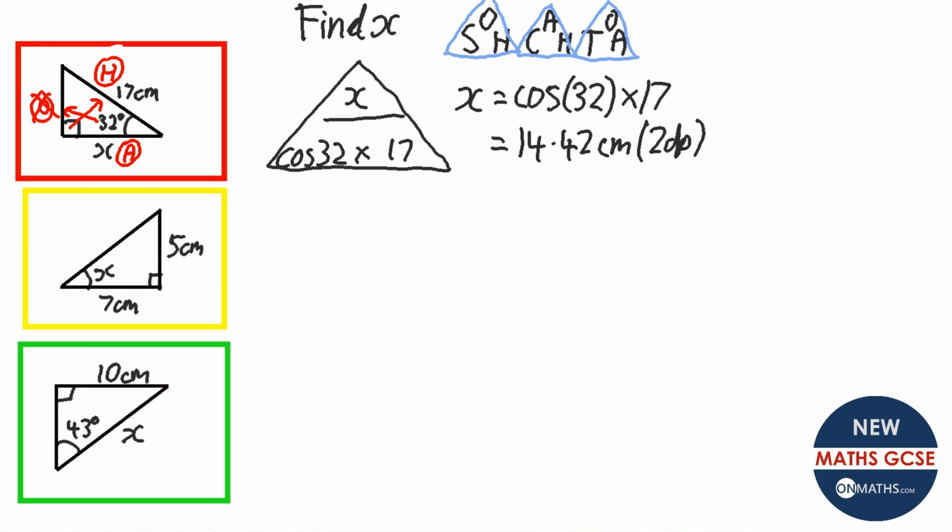So the next one we're going to start off by labelling the sides. The H goes here, O is opposite the angle, and the A is between the angle and the right angle. I'll cross off the H because there's nothing next to it. The O is the 5 centimeters and the A is the 7 centimeters. Now I'm going to look at the SOHCAHTOA. The TOA has the O and the A, so I'm going to be doing the TOA.